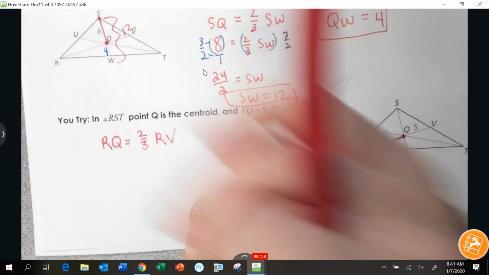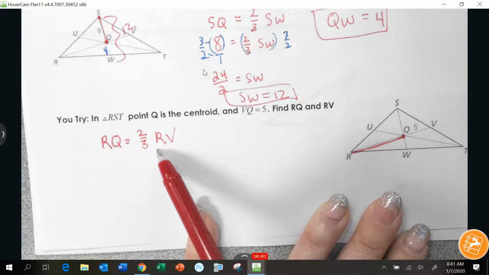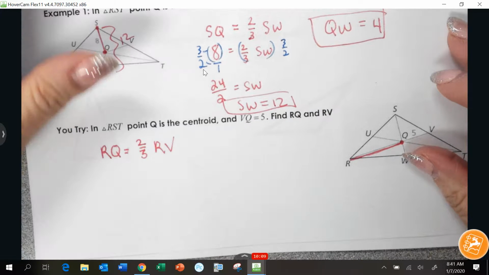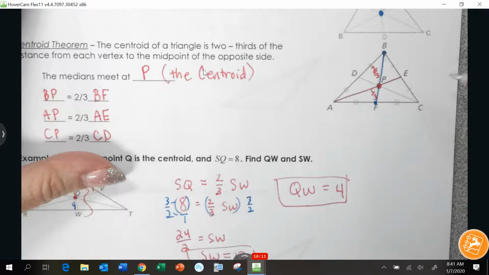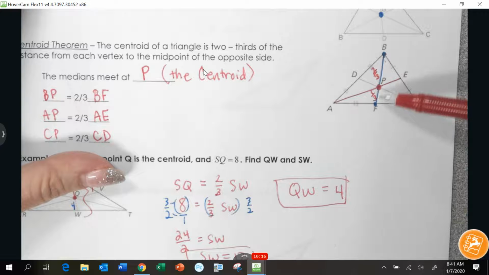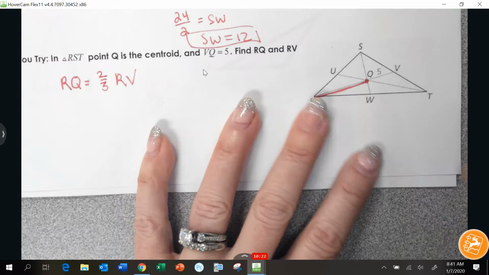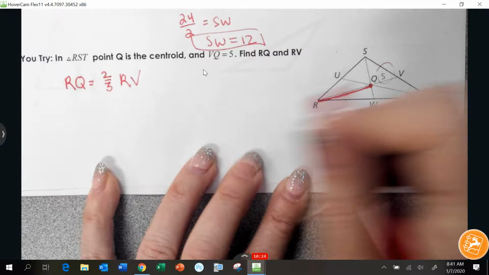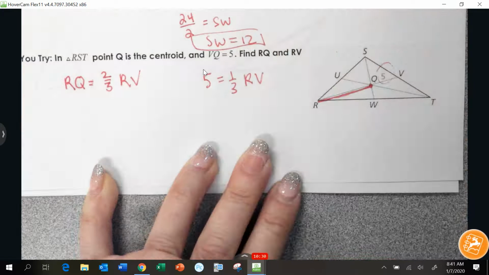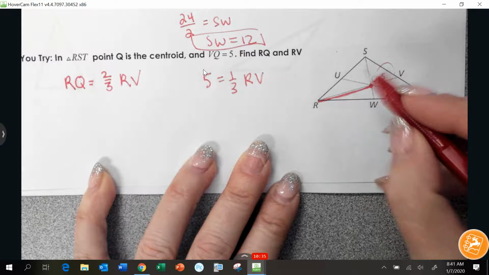And then I looked over and I don't know either of these amounts. So I can't solve using this. But when I was talking about 2/3 up here, I did tell you if this is 2/3, then this side is what? 1/3 to make 3 full thirds. So this 5 here is 1/3 of RV. So 5 is 1/3. That means that there's like 3/3 here.